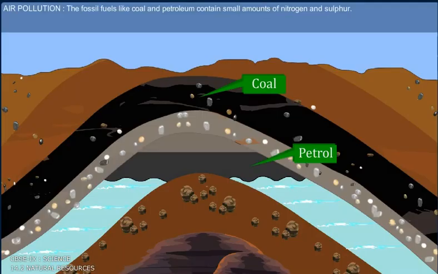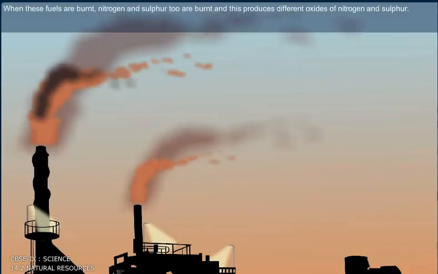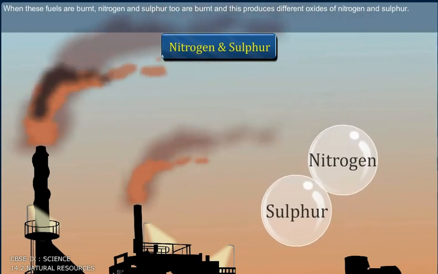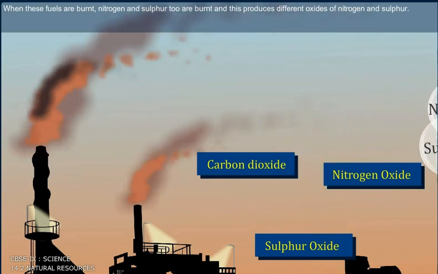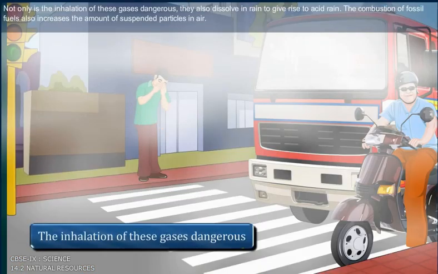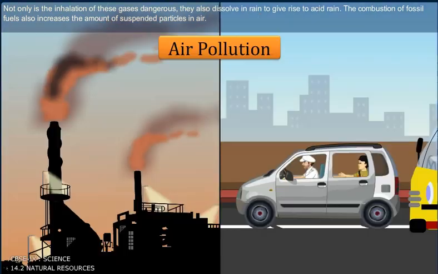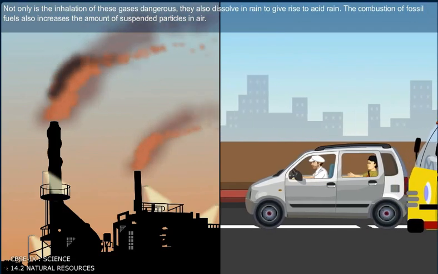Air pollution. Fossil fuels like coal and petroleum contain small amounts of nitrogen and sulfur. When these fuels are burnt, nitrogen and sulfur too are burnt, and this produces different oxides of nitrogen and sulfur. Not only is the inhalation of these gases dangerous, they also dissolve in rain to give rise to acid rain. The combustion of fossil fuels also increases the amount of suspended particles in the air.